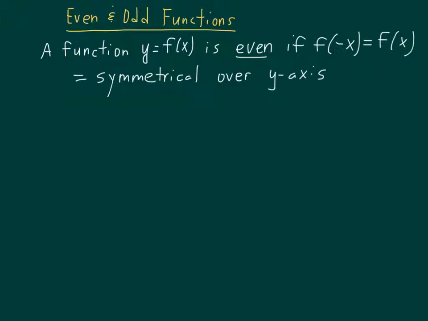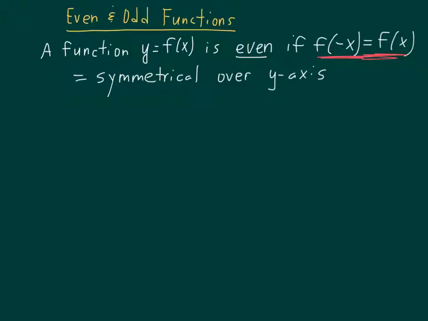Okay, we're going to look at even and odd functions. So we define a function to be even if we can plug negative x in for x and end up with a result that is the same as the function. What this means graphically is that it's going to be symmetrical over the y-axis.